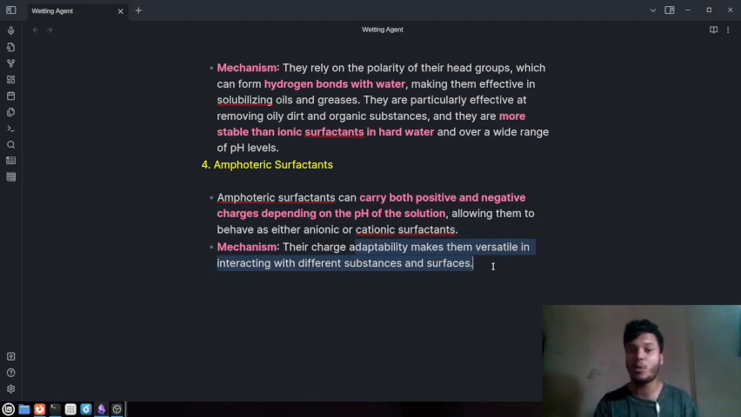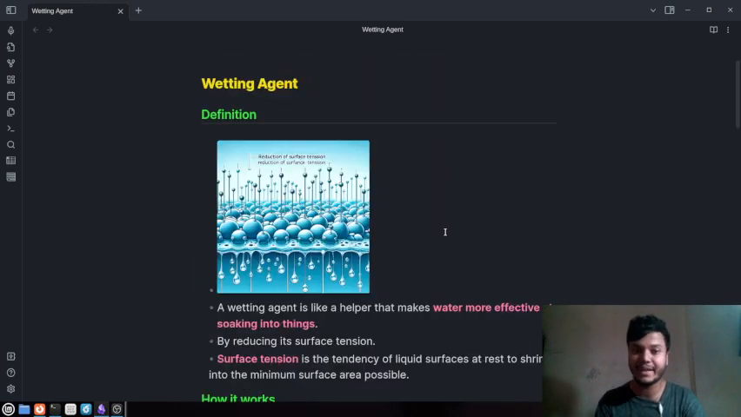So that is all for wetting agents. As you can see, wetting agents reduce the surface tension, and that is why we can easily dye the fabrics, because in order to dye properly, the different kinds of chemicals and dye particles need to soak into the fabric properly, in order to achieve even dyeing.